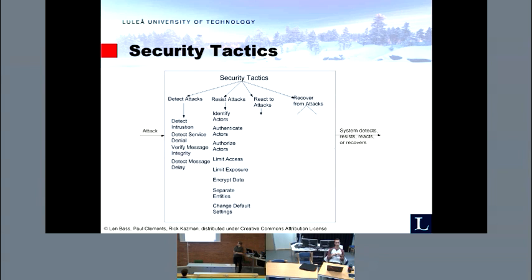Separate entities, it kind of limits access. It's similar to limiting exposure, to separate them between different entities. Changing default settings is also a very good thing. You know that you could probably steal most Harley Davidson motorcycles fairly easily, because before they have.